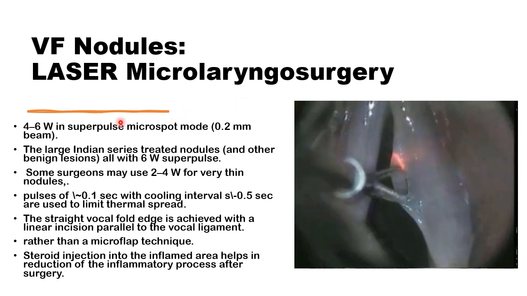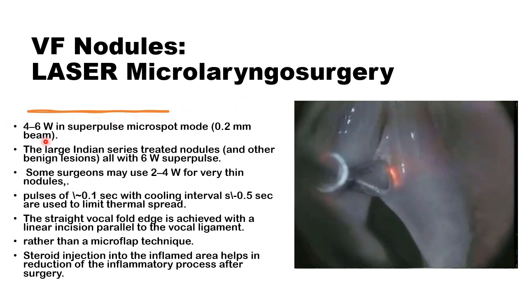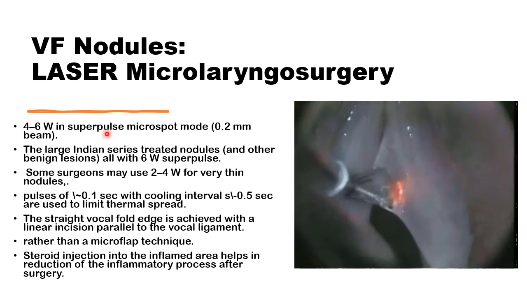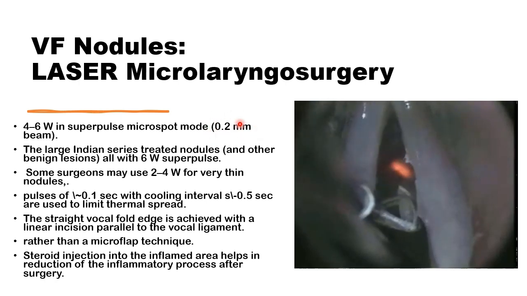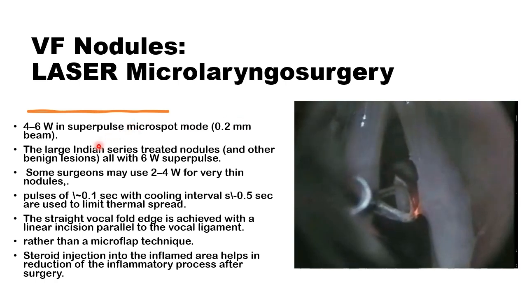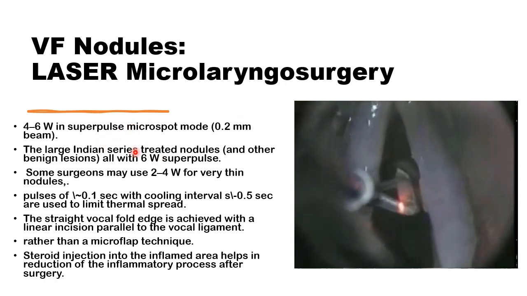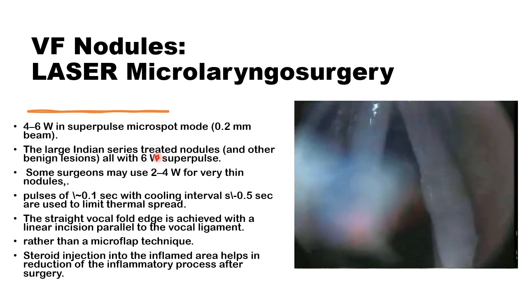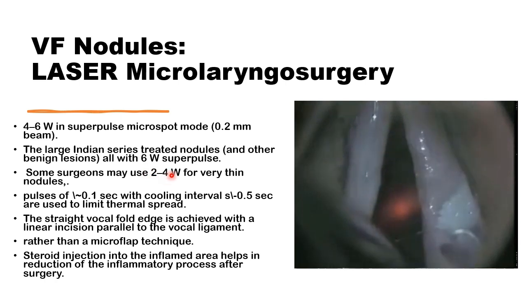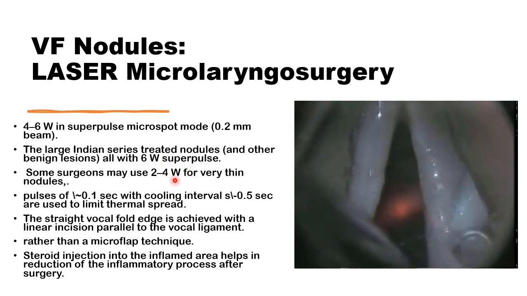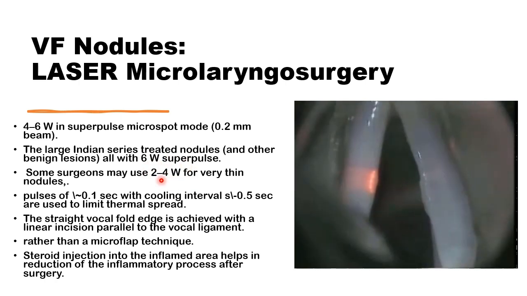The laser settings for vocal fold nodules can be somewhere between 4 and 6 watts in a super pulse mode. The microspot mode would be a 0.2 millimeter beam. In a quite large series of laser surgery from India, all the operations were carried out with a 6 watt super pulse mode. Some surgeons would even use lower watts, like between 2 and 4 watts, for very thin nodules.